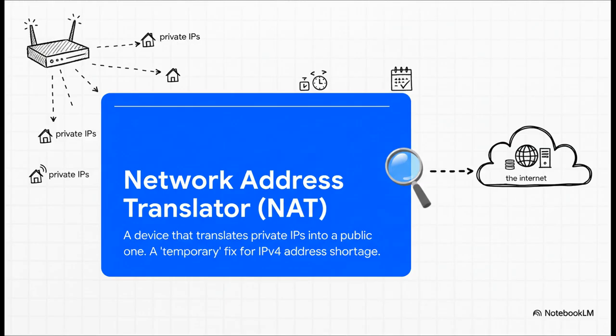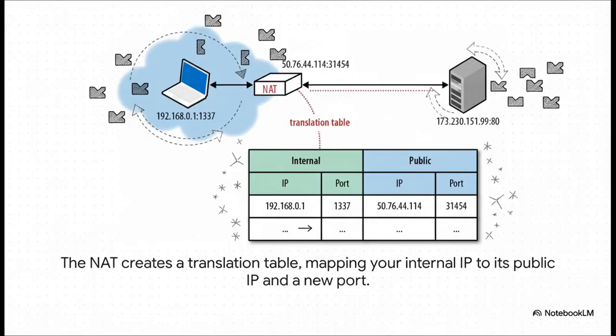The idea was simple. Let all the devices in your home, your laptop, your phone, your TV, which all have private internal IP addresses, share one single public IP address when they talk to the outside world. So, how does this thing actually work?